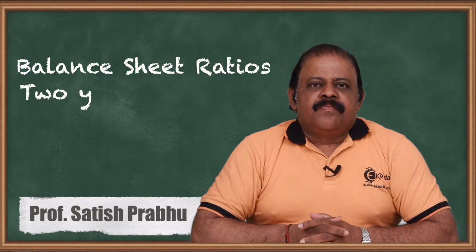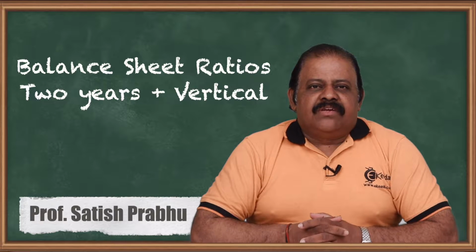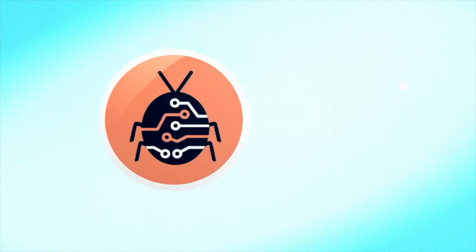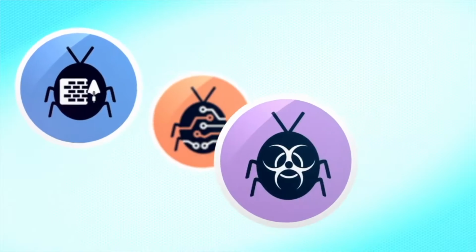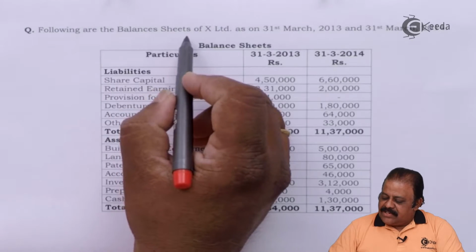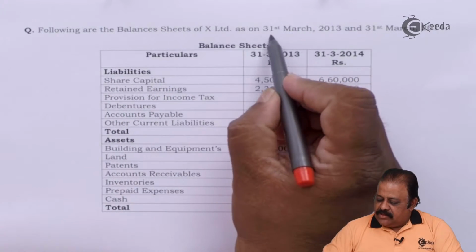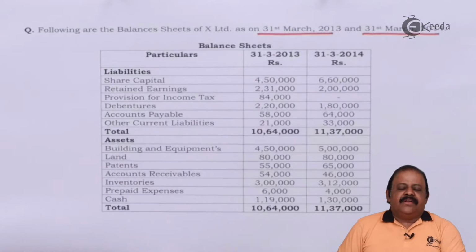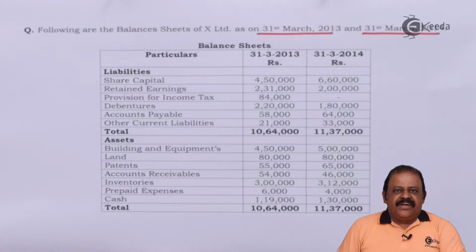Hello friends, let us discuss one question where we are required to calculate ratios for two different years of the same organization, compare them and comment on them. Following are the balance sheets of X Limited as on 31st March 2013 and 31st March 2014. They have given balance sheets for two different years.